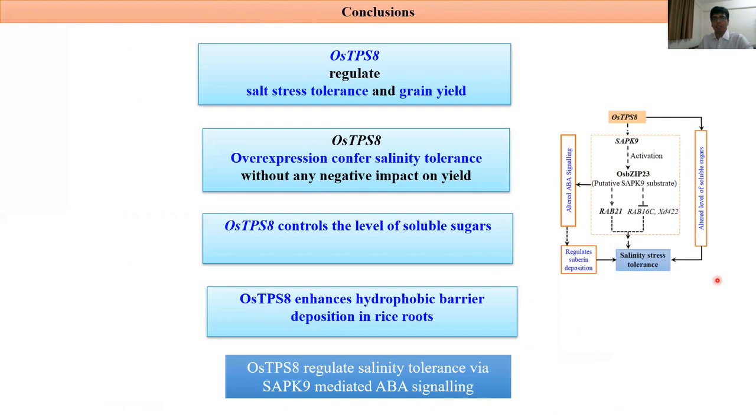So in conclusion, I have shown that this gene regulates two important pathways, salt stress tolerance and grain yield. It confers salinity tolerance without any negative impact on grain yield. It affects the soluble sugar and the hydrophobic barrier deposition. We also showed the involvement of SAPK9 and the putative molecular players.